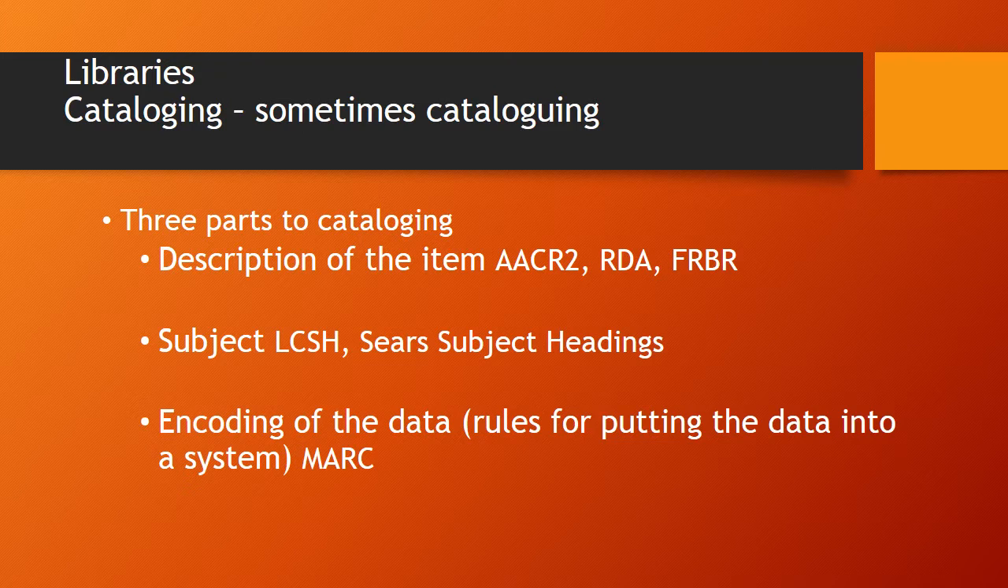The third part of cataloging, at least into an automated system of any kind, is to encode the data. In other words, these are the rules that tell you how to put the data into an automated system. And the major rule maker is MARC. And we'll talk a little bit about that, but mostly I'm just going to introduce you to what MARC looks like.